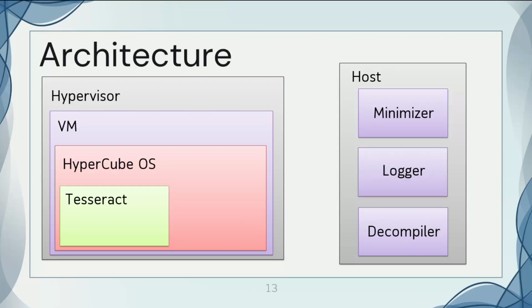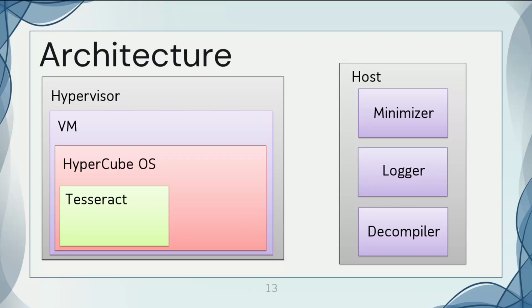And finally, we have the host side external tools. The minimizer is trying to minimize crashing inputs. The logger logs all the crashes, and anything that's happening in between in the fuzzer. And the decompiler is used to decompile the bytecode into readable C code. So let's say a crash happens and you have that input byte stream, the decompiler will help decompile that and make you understand, in human readable code, what caused the system to crash.